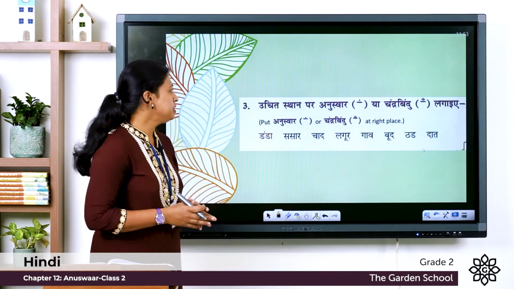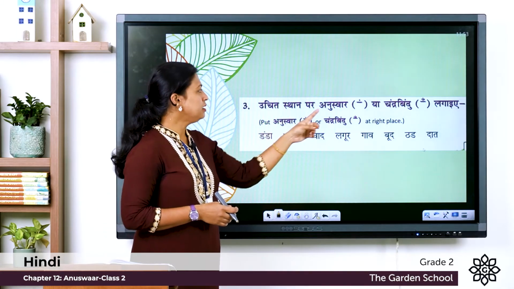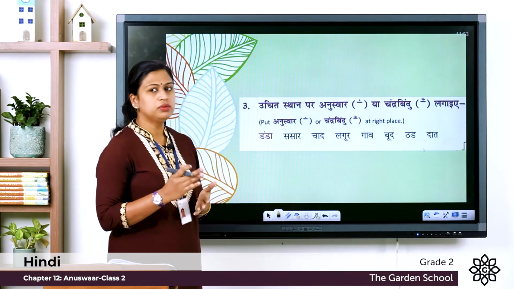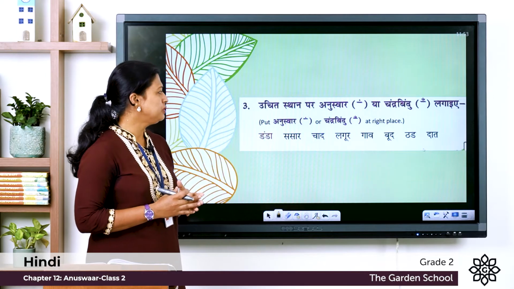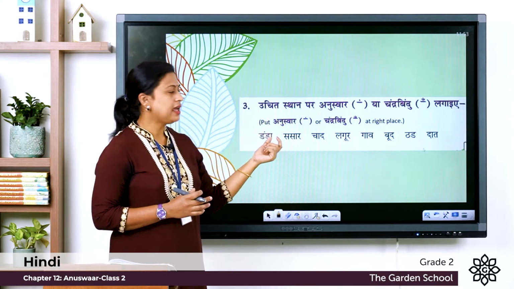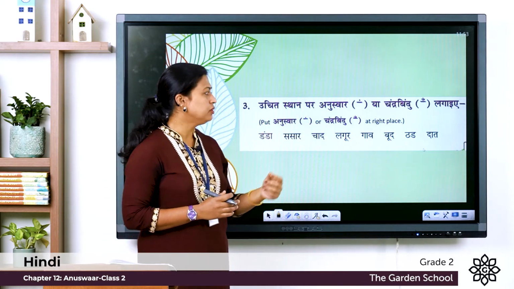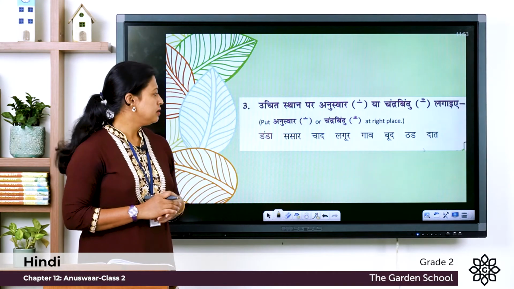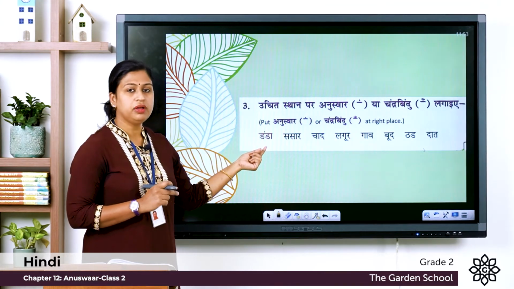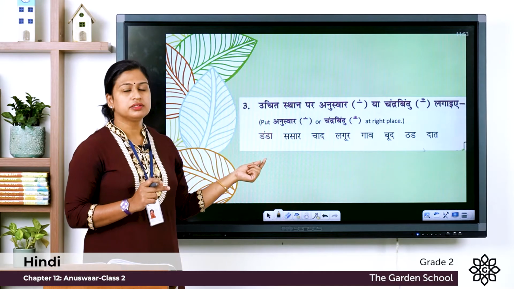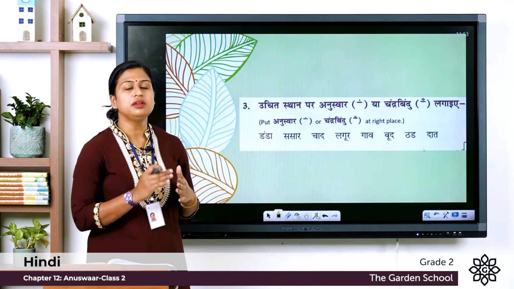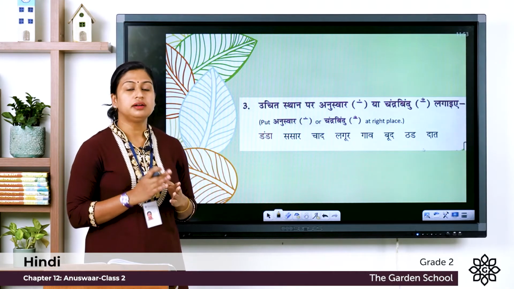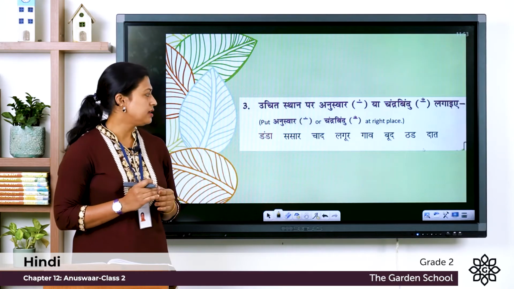प्रश्न है, the question is, उचित स्थान पर अनुस्वार या चंद्र बिंदु लगाइए. So you have to put these two symbols, that is Anuswar or Chandra Bindu at right place. So first one is already done for you, and the word is Danda. So you can see we are using here Anusar symbol. The word is Danda. Danda means stick.